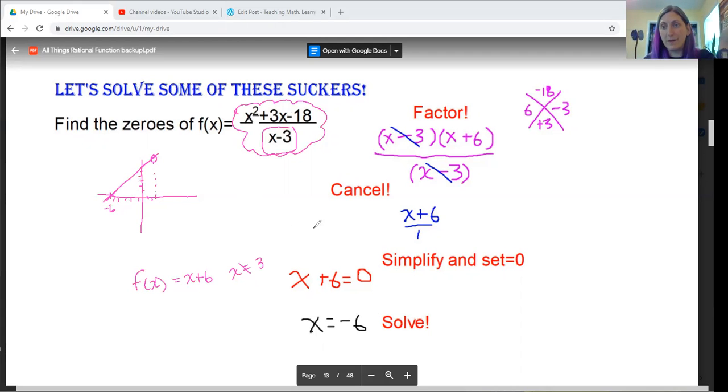Now you wouldn't solve that by graphing it really. You'd just solve it by going, okay, set f of x equal to 0. 0 equals x plus 6. I did it over here in red in very childlike handwriting. And solve. X is equal to negative 6. Your roots, or your zeros, of this function is negative 6.